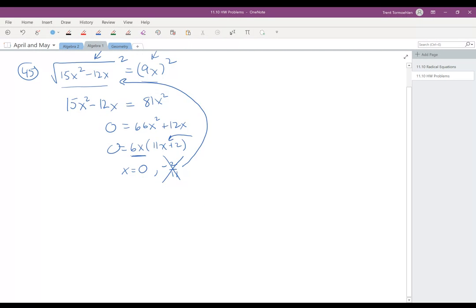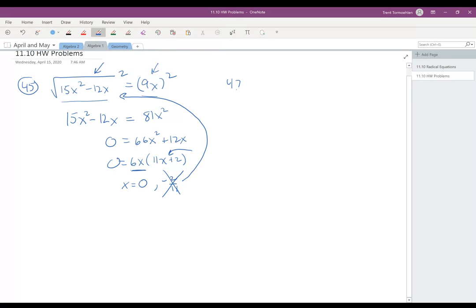All right, then looking at 47, you've got the square root of x plus 6 equals the square root of 16x. And so there's a couple ways you could have handled this one, but there's one way in particular that makes it easy, which is if you can ever simplify a radical, you should.